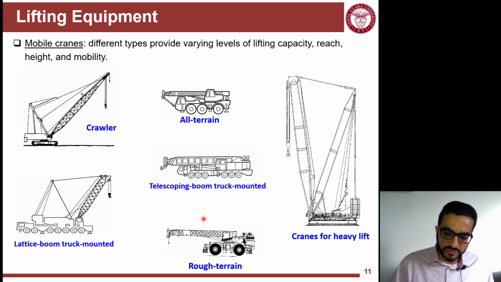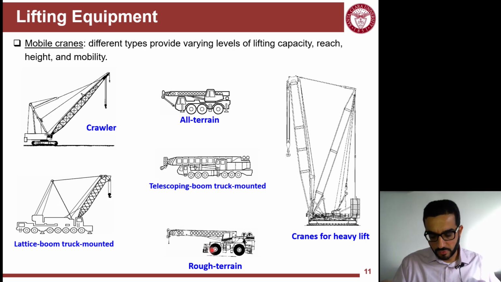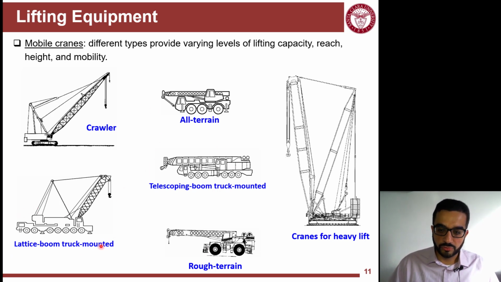So let's start with the more mobile within the site, rough terrain cranes. These are cranes that can easily maneuver within the site, but need flatbed trailers to move them from site to site. So they're mobile within the site, but not between the sites. These are rough terrain. The other cranes are on trucks.